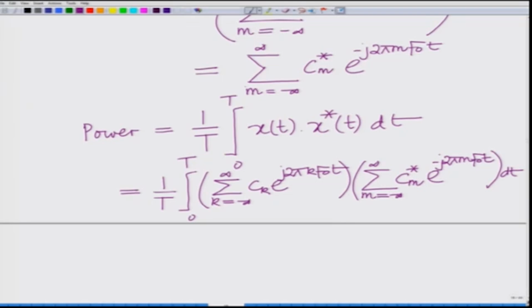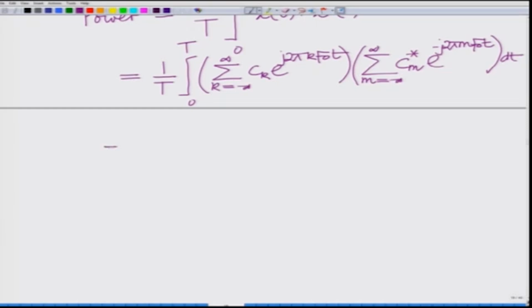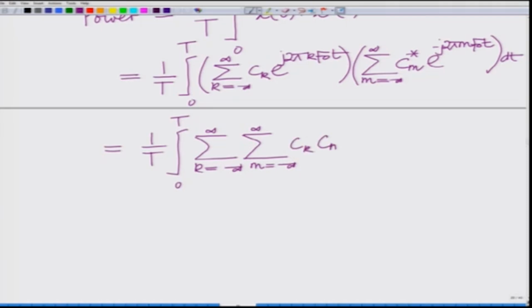Now, let us expand this product, remove the brackets and multiply these things term by term, the sums in both the summations term by term, and what we are going to get is basically 1 over T integral 0 to T summation k equal to minus infinity to infinity, summation m equal to minus infinity to infinity c k c m conjugate e to the power of j 2 pi k minus m f naught t dt.